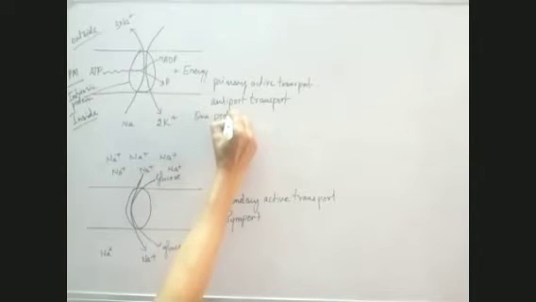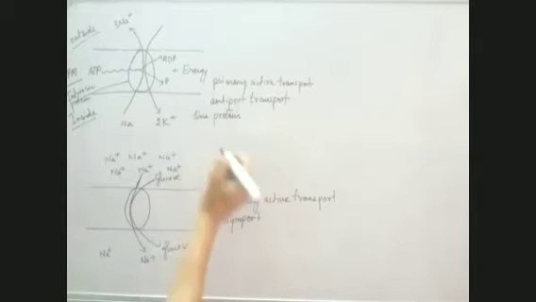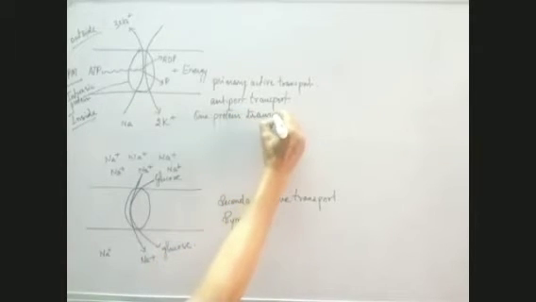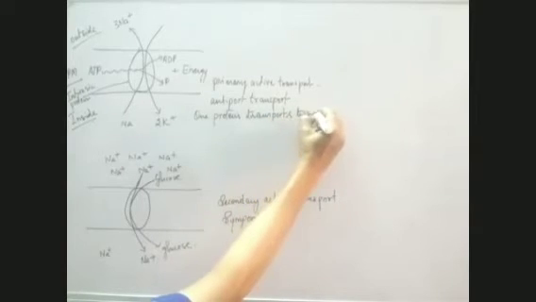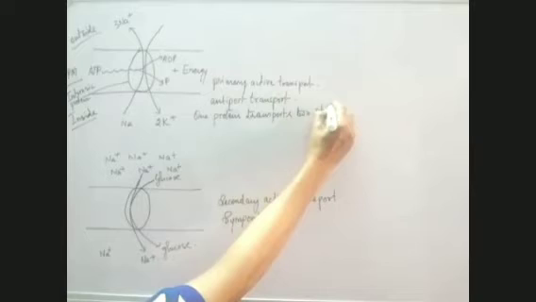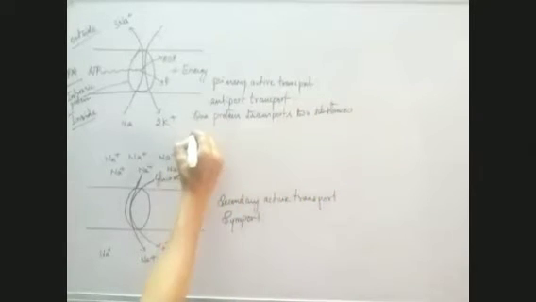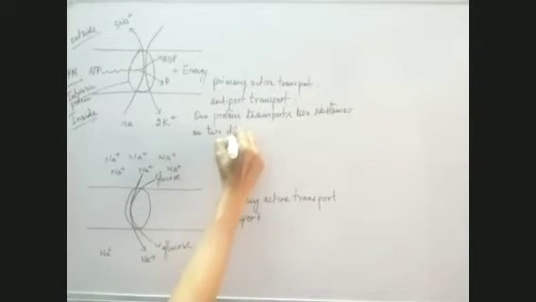Why is this known as antiport movement? One protein, which protein? Tunnel protein or intrinsic protein. You can call it tunnel protein or intrinsic protein. One protein transports two substances in two different directions.